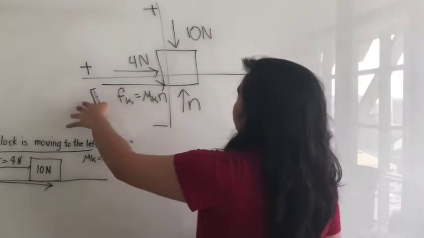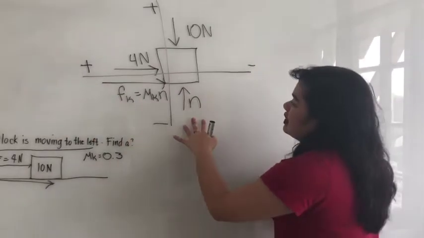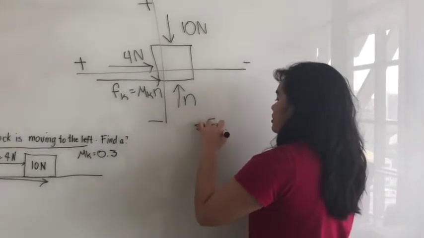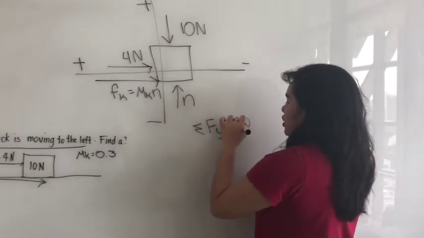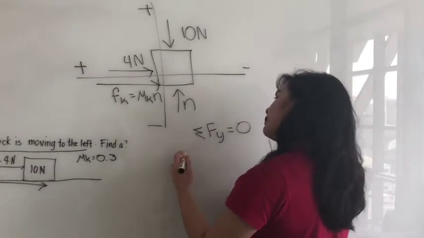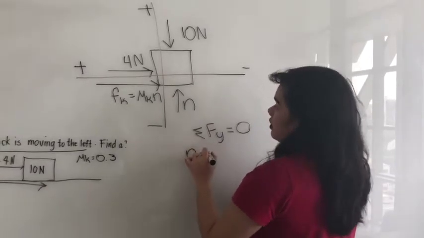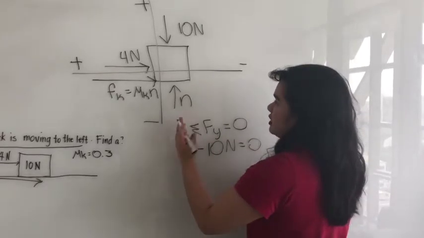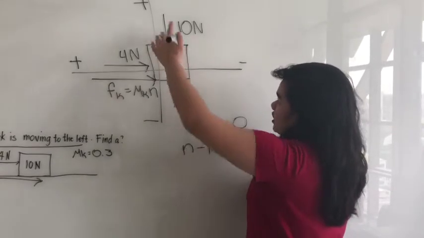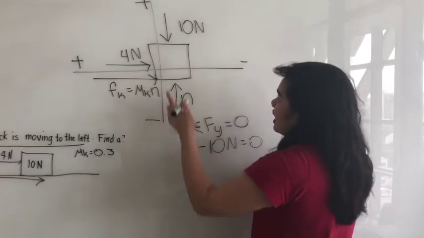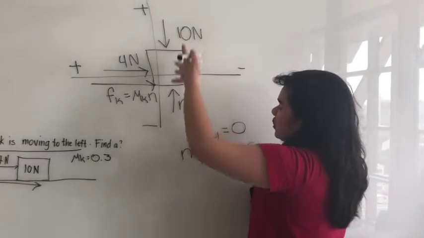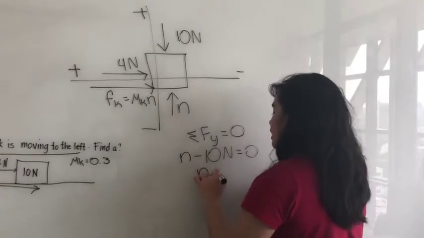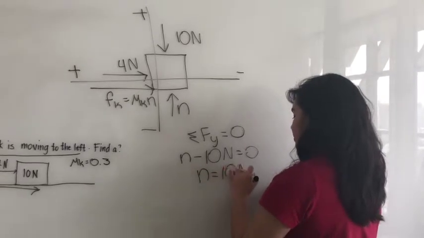So the first thing we're going to do is find n. What we have here is that the summation of F of y is equal to 0. Therefore, n minus 10 Newtons is equal to 0. n is going up, towards the positive, so it will be positive. And since the 10 Newtons is going to the negative side, it would be negative. Therefore, our value of n is 10.